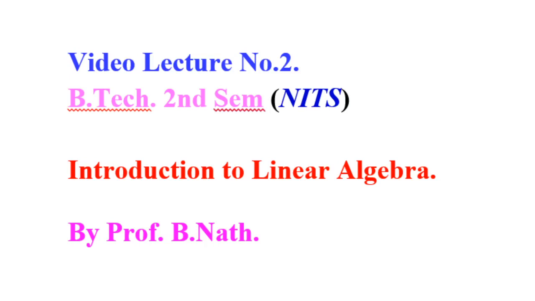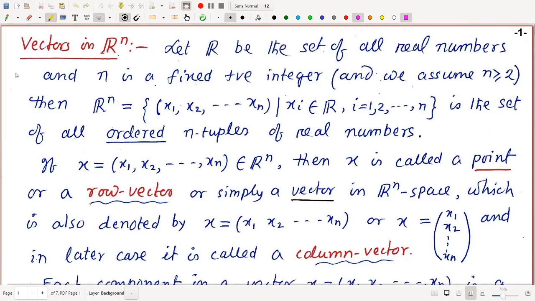Hello students, today we shall see what is a linear space or a vector space over real numbers, rather n-dimensional vector space, and also we shall see an alternative definition of rank of a matrix, etc. So what is a vector in n dimension? That is vectors in R to the power n. What is R to the power n?